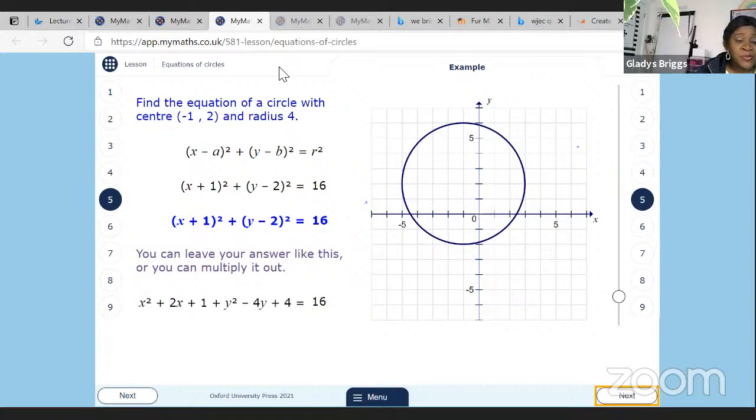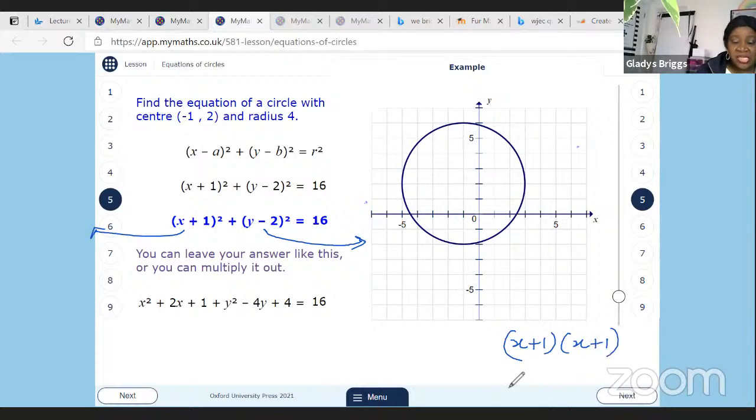Okay, so you expand this one, (x+1) squared, and you expand (y-2) squared. x plus 1 times x plus 1 is going to give you x squared plus x plus x plus 1. And that's equal to x squared plus 2x plus 1, yeah, which is what you have here.